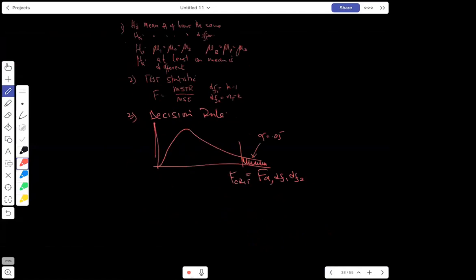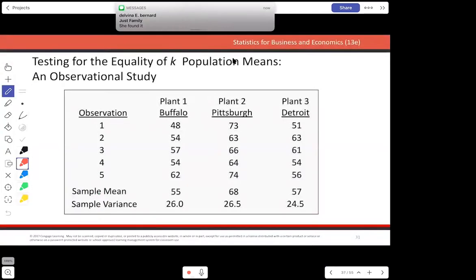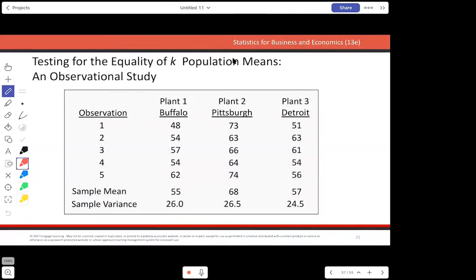So what we need is the degrees of freedom. DF1 we said is K minus 1. We have 3 plants, so 3 minus 1 is 2. DF2 is NT minus K. But what's the total sample size? We have 5 in each, 5 3s are 15. So 15 minus 3 is 12.